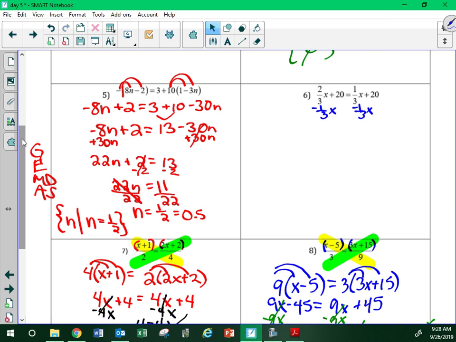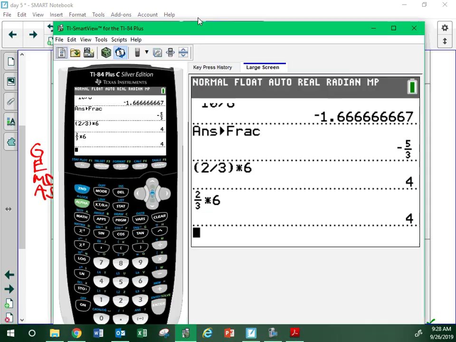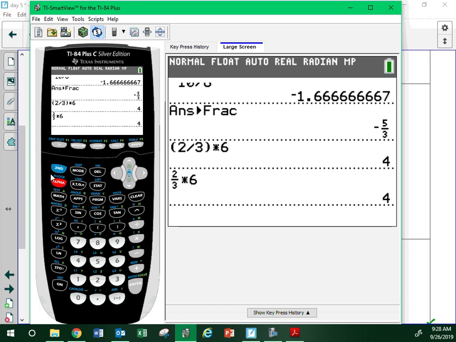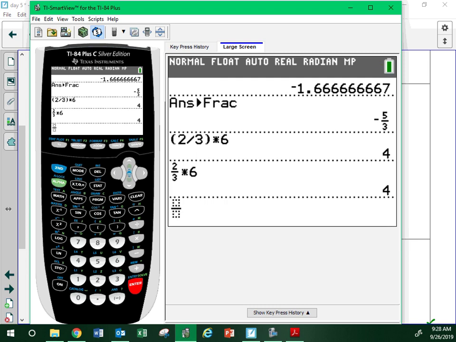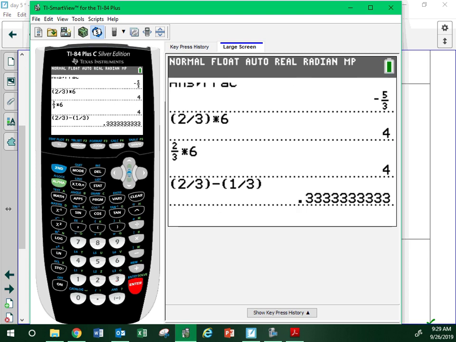Now again, be careful when you type this into your calculator. Either put parentheses or use the vertical fraction. Who remembers how to get to the vertical fraction? Alpha y equals. Good. You get 1/3 either way. Now, if you don't do that, you're going to have to use parentheses: 2 divided by 3 minus parentheses 1 divided by 3. But if you use that vertical fraction, you don't have to worry about parentheses. And we get trace, decimal, math, frac, 1/3.